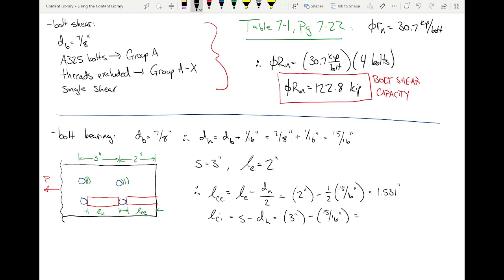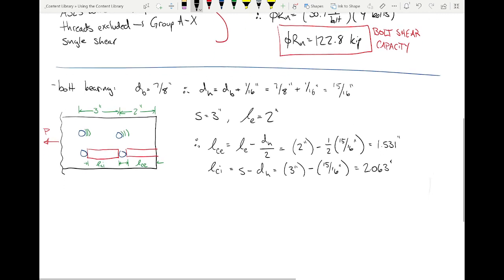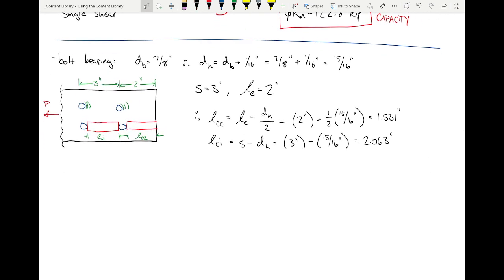All right, so I can do this one. It's 2 1/16, or 2.063 inches. Okay? Now, we have all the values. Let me show you how I do bolt bearing, because I like doing bolt bearing calculations with as few repetitive computations as possible. That's how I like to do it. So let me show you how I do it.